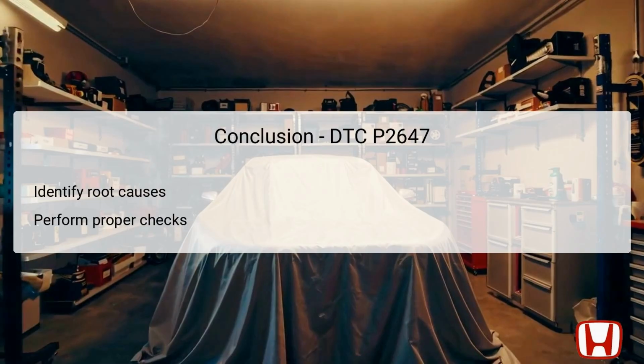In conclusion, troubleshooting DTC P2647 requires a systematic approach to confirm and rectify potential issues with the rocker arm oil pressure switch. Identifying the root causes, such as low oil levels, faulty switches, or wiring issues, is of paramount importance for an effective diagnosis. Following the outlined troubleshooting steps ensures that all aspects of the circuit and components are checked thoroughly. Performing proper checks and validating results reduces the risk of further complications and enhances vehicle performance.